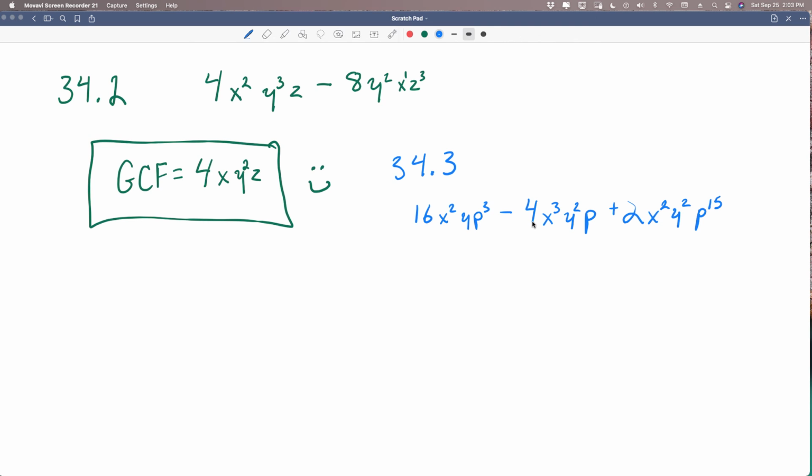Okay, between 16 and 4, we know that 4 is common because 4 times 4 is 16. But when we include this 2, we can't say 4. So it has to be 2 because 2 is the number that is in all of them, because we don't have a 4 here. So the greatest common factor here is going to start with a 2. Right? Now we're going to look at the x's. I have x squared, x cubed, and x squared. The smallest exponent for x is x squared.